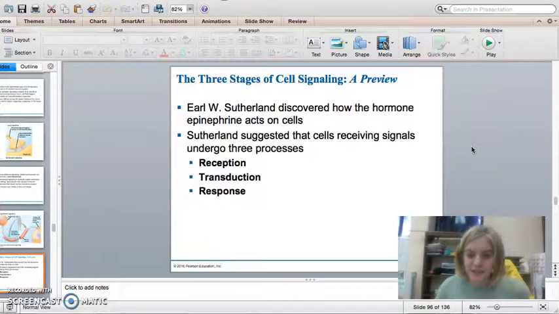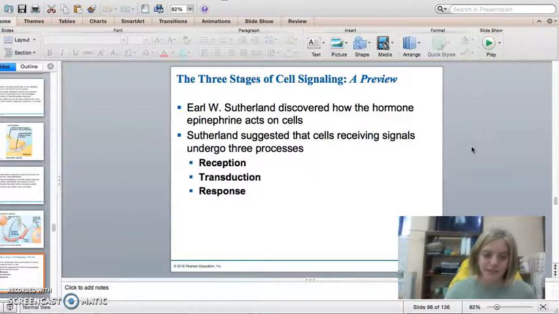There was a scientist named Earl W. Sutherland, and he was mostly responsible for studying how epinephrine is a specific hormone, how that hormone acts on cells. And epinephrine is one of the hormones responsible for regulating our fight or flight response. So you might see that used as an example throughout this section. But he basically said that cells receive signals that undergo three processes. So first is reception, then transduction, and then response. So we're going to talk about each of those in the lesson today.